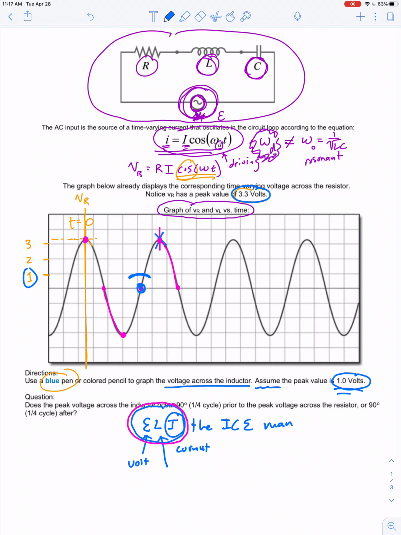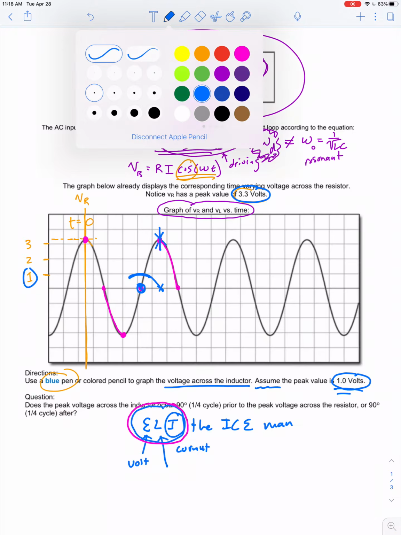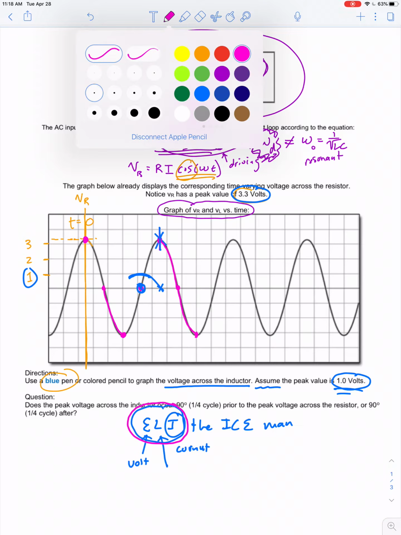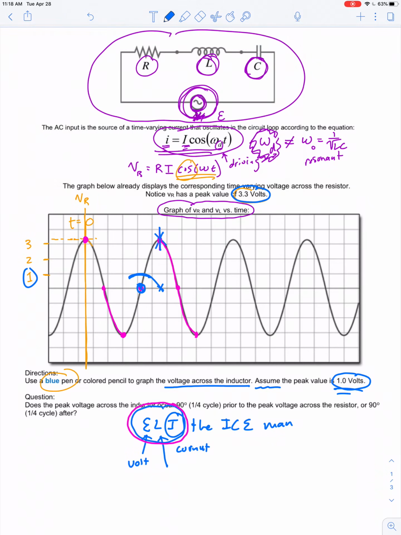So by the time the voltage across the resistor is at its maximum value, the voltage across the inductor has already reached its 0 value. Now for the resistor, a 1/4 cycle later, it's going to reach the most negative value, but for the inductor, it beat it to the punch. It was already there. And so when the voltage across the resistor was 0, the voltage across the inductor has already reached its most negative value.